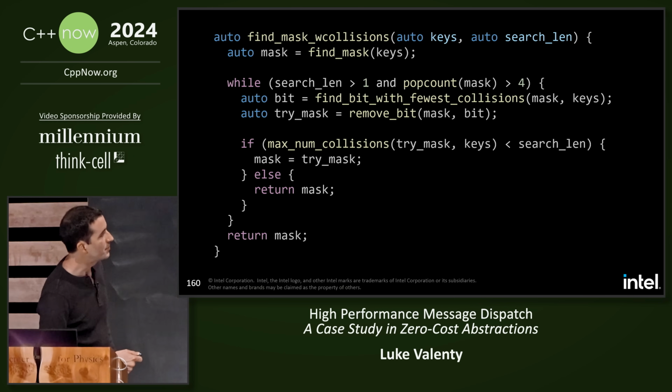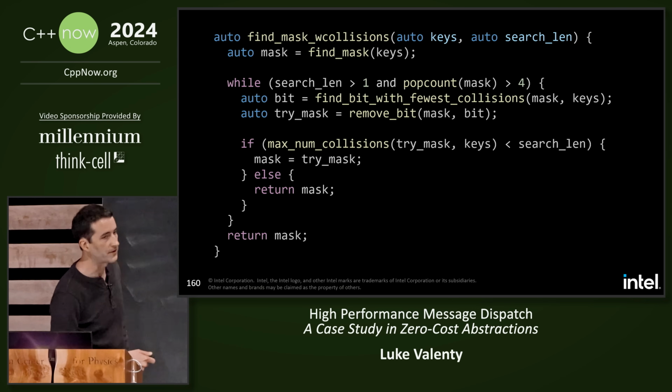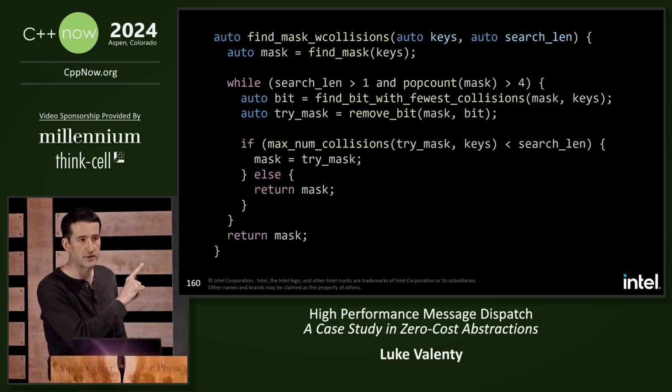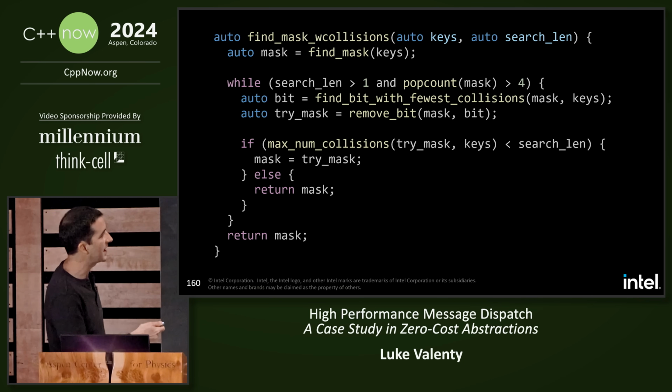What we do though is we find the bit that we can remove that results in the fewest number of collisions, right? Just one bit. So we go check all of them. Which one results in the fewest number of collisions? Okay, let's try that one out.